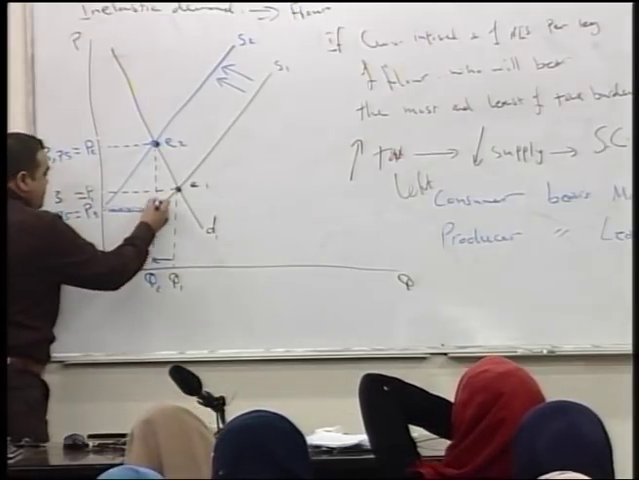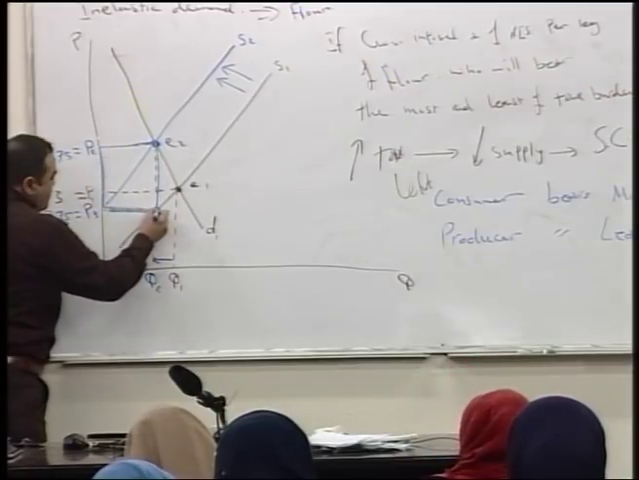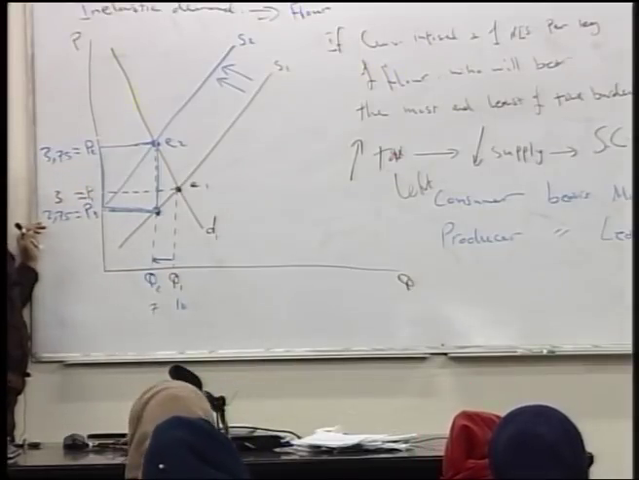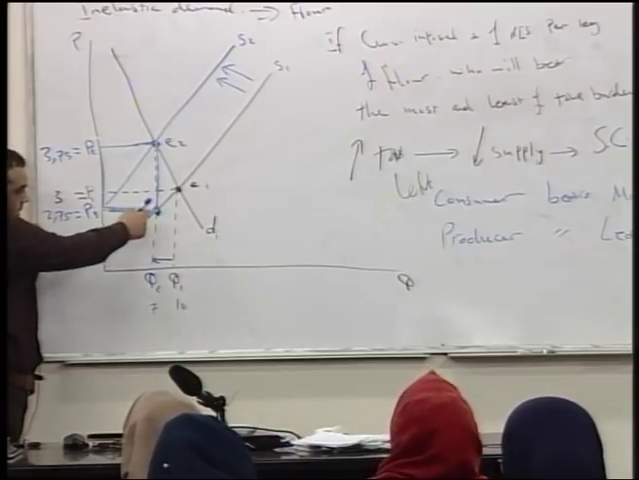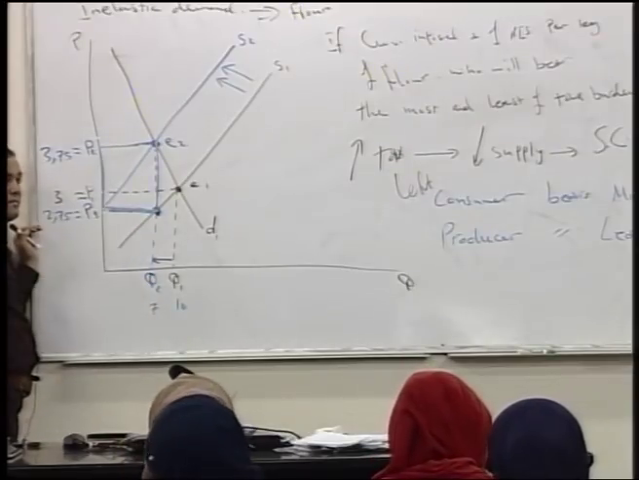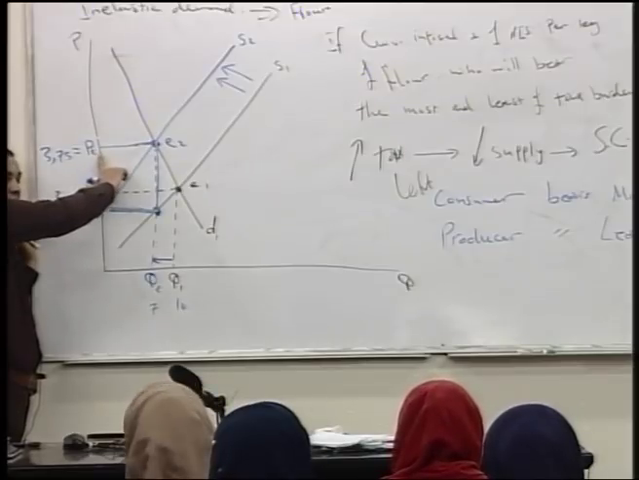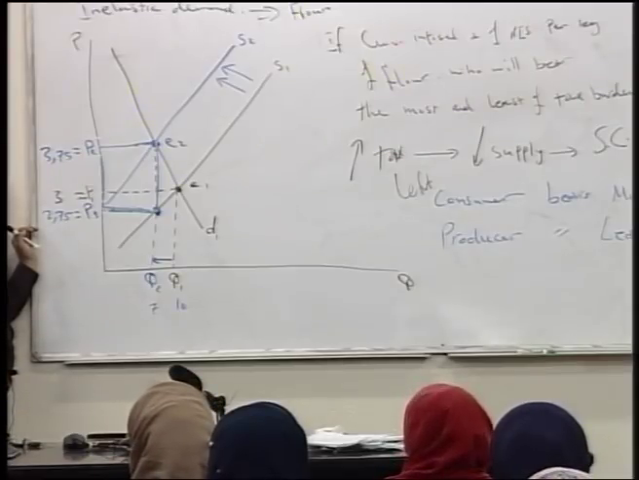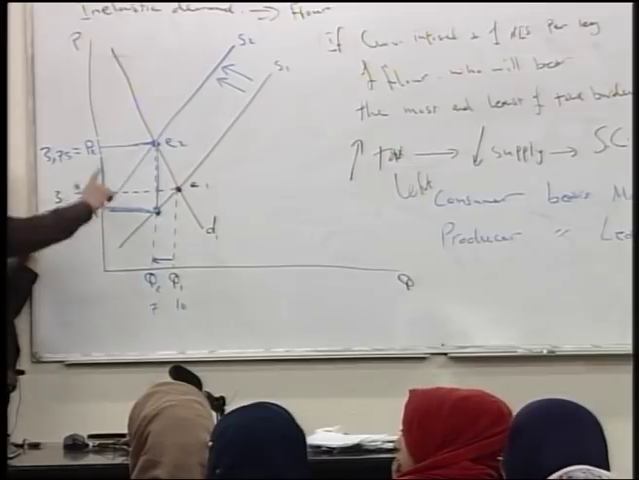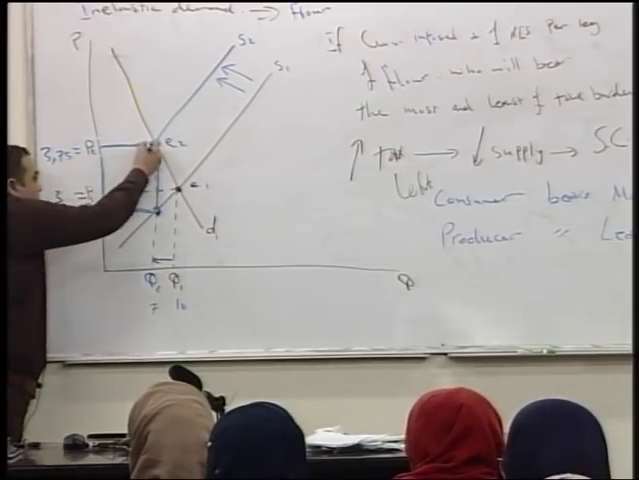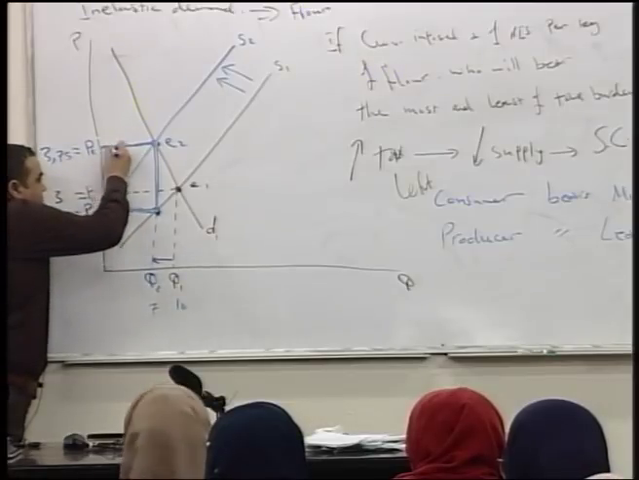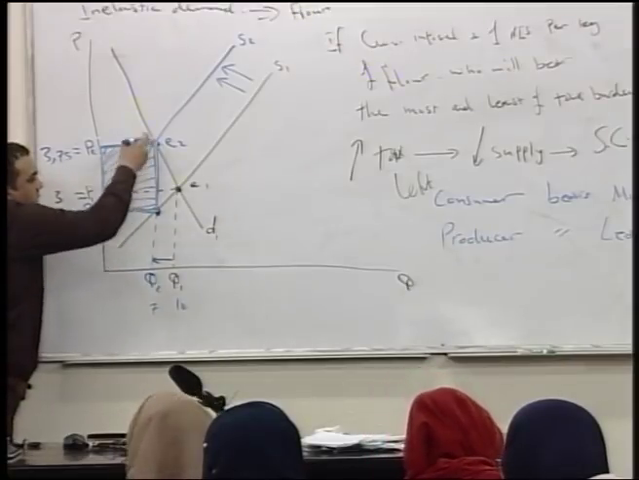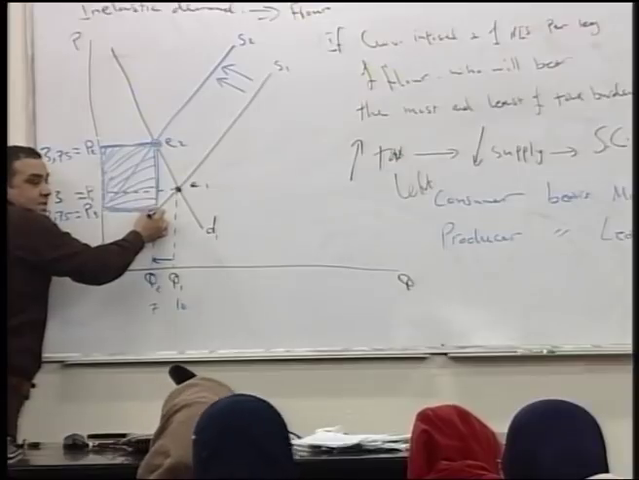Now, this is the whole of tax burden. Let's say this is 10 and this is 7. How much is the total tax burden? 1 times this distance times 7, right? This is the total tax burden, the whole of tax burden, from E2 to S1. You determine it from there.